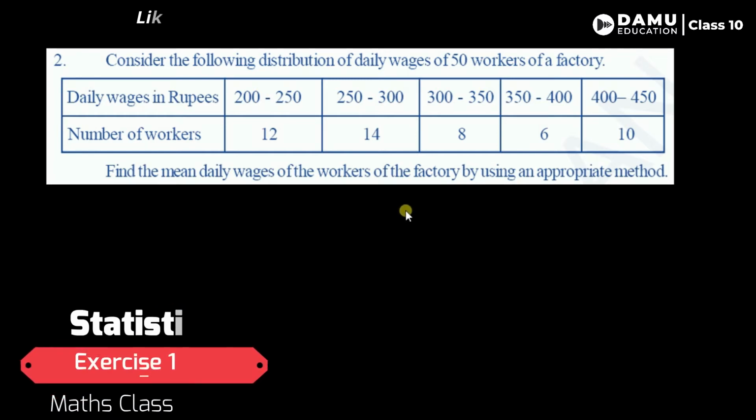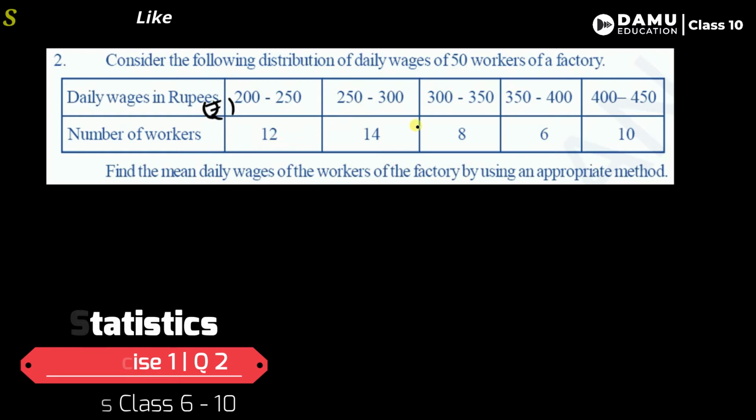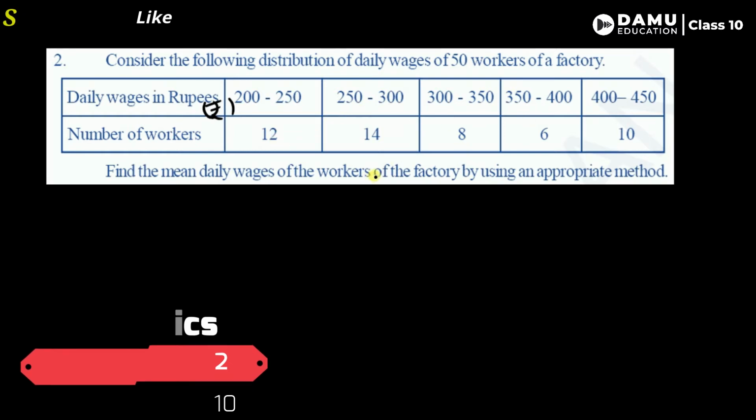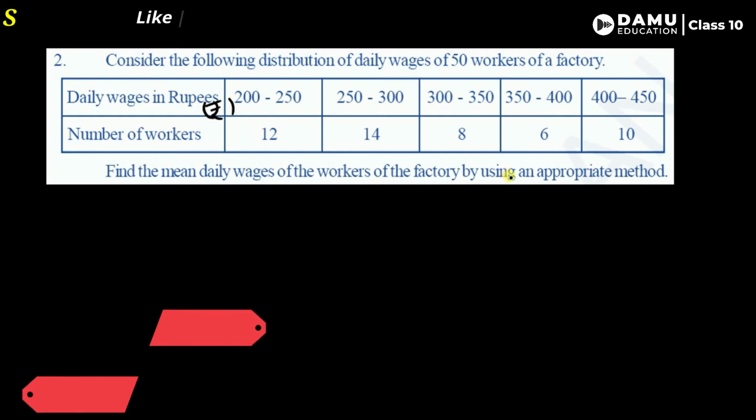In this session, we are going to discuss the following problem: consider the distribution of daily wages of 50 workers of a factory. The daily wages are given in rupees, 200 to 250, number of workers 12, and so on. Find the mean daily wages of workers of a factory using an appropriate method.